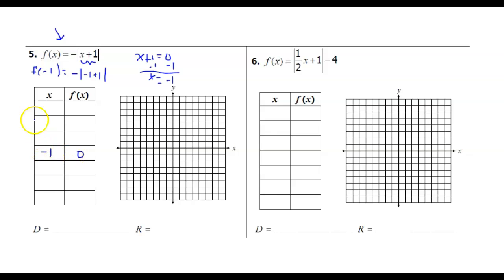All right. Now I'm going to check each side of the absolute value. The positive side would be at 0, 1, and 2. And the negative side would be at negative 2, negative 3, and negative 4. So let me go ahead and evaluate all of those values. I'm going to plug in these values to get the outputs.